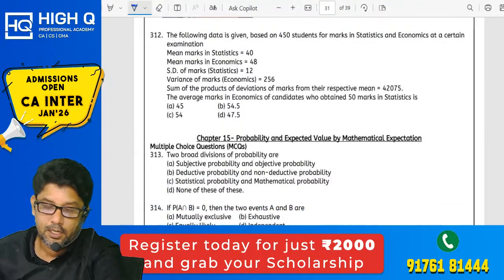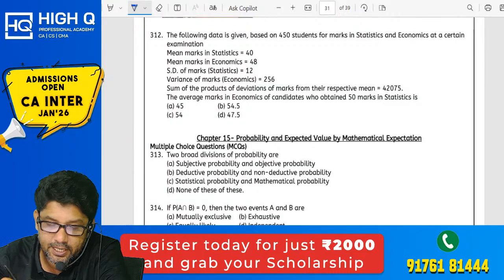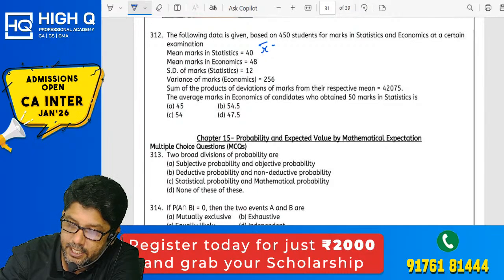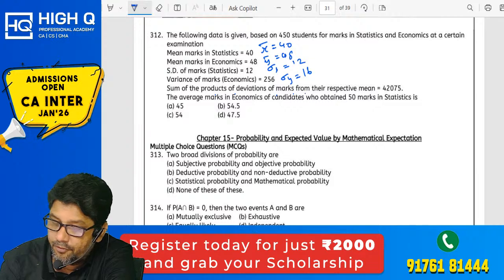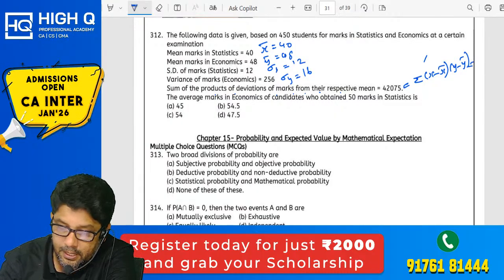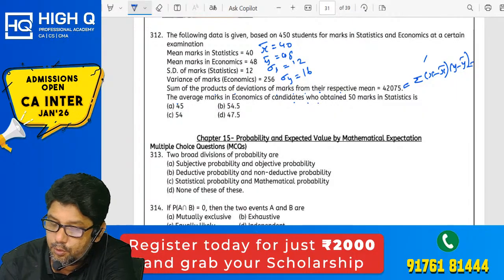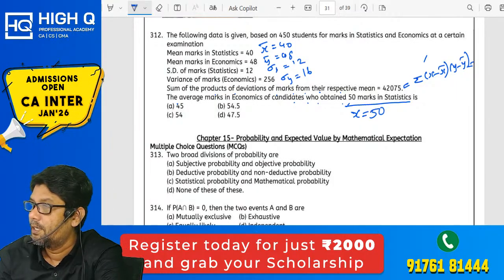Okay. The following data is given, based on 450 students, for marks in statistics and economics at a certain examination. Mean marks in statistics, x bar equal to 40, y bar is equal to 48, standard deviation of x is equal to 12, standard deviation of y is equal to 16. Sum of the product of the deviations of marks from their respective means, summation x minus x bar into y minus y bar, is equal to this. Find the average marks in economics of candidates who obtained 50 marks in statistics. That means x is equal to 50 given. We need to find y.